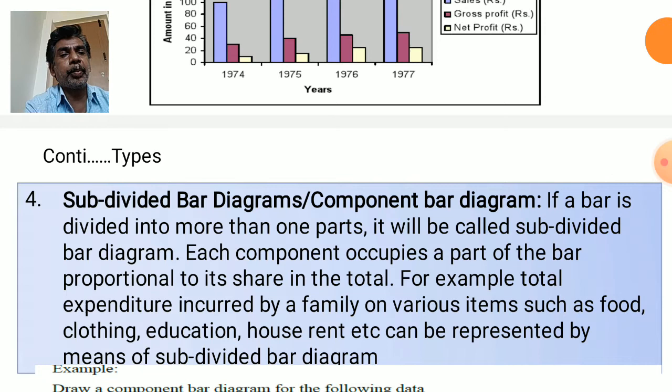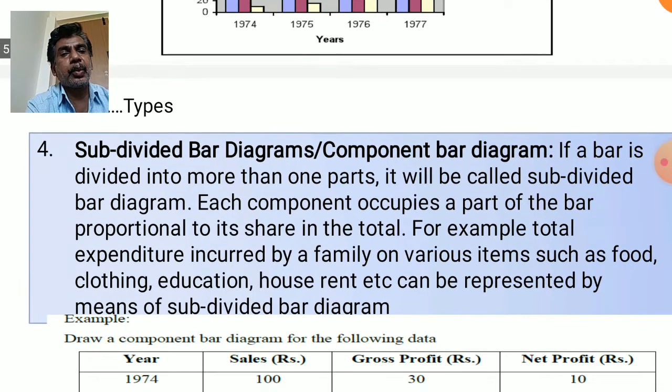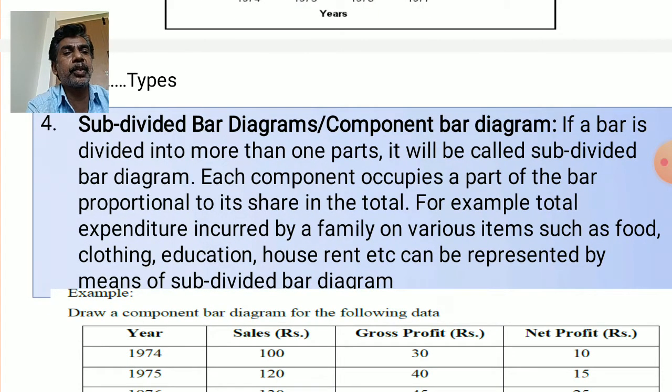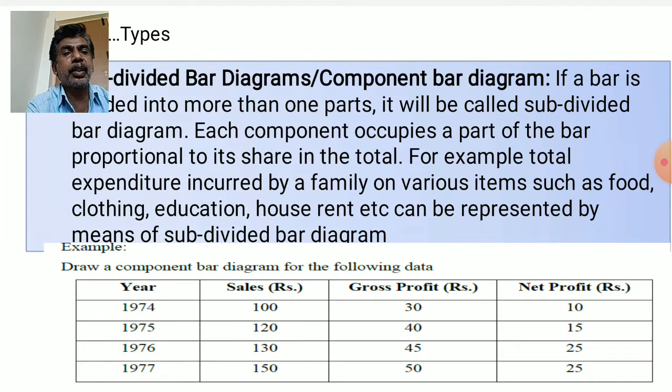Each component occupies a part of the bar proportional to its share in the total. So for example, total expenditure incurred by a family on various items such as food, clothing, education, house rent, etc. can be represented by means of a subdivided bar diagram.